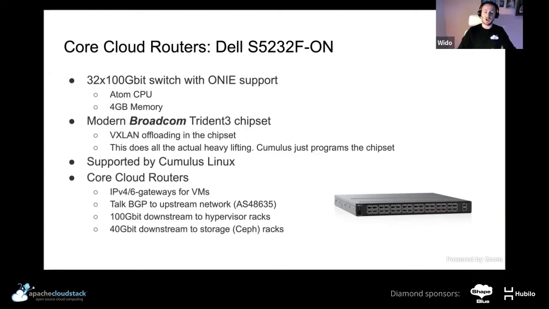They talk BGP to the upstream network. In our case, that's autonomous system 48635. And using the 100 gig ports, they have downstream connections to the racks containing our hypervisors. And we also have some 40 gig connections going to the storage racks, which in our case is Ceph. So you'll see these switches connected with all kinds of 100 gig links and 40 gig links going downwards to hypervisors and storage.